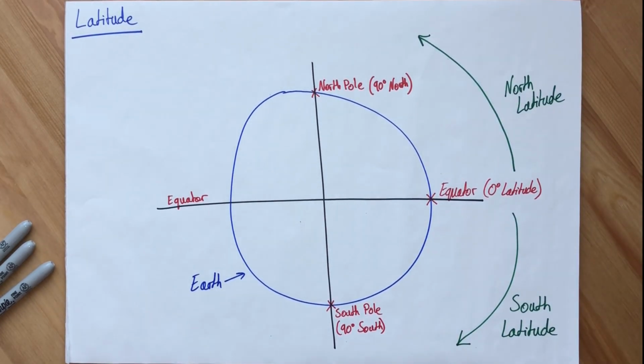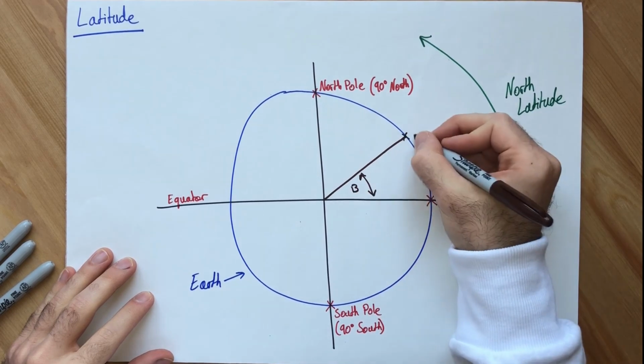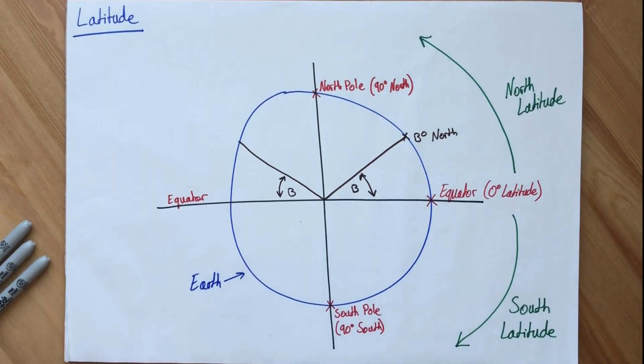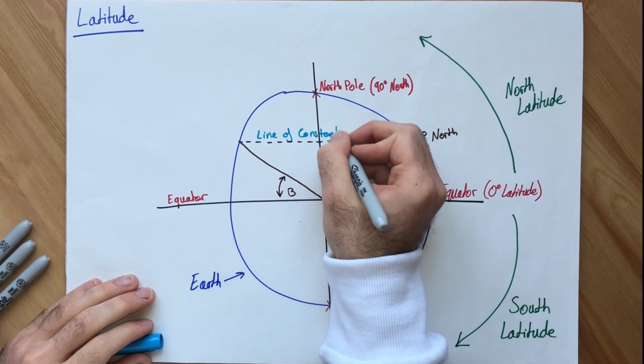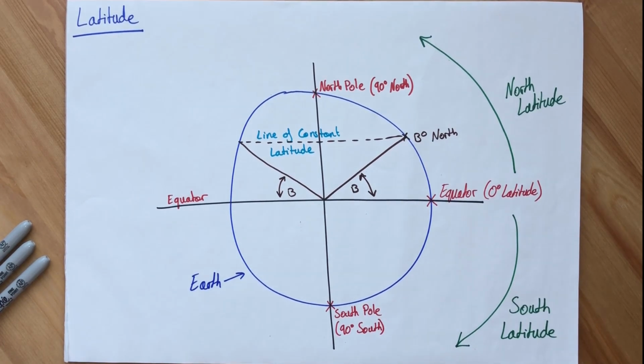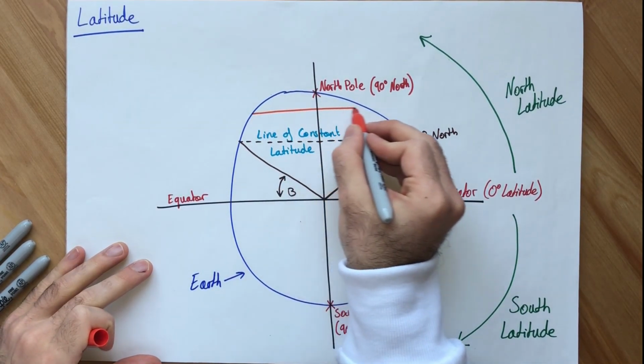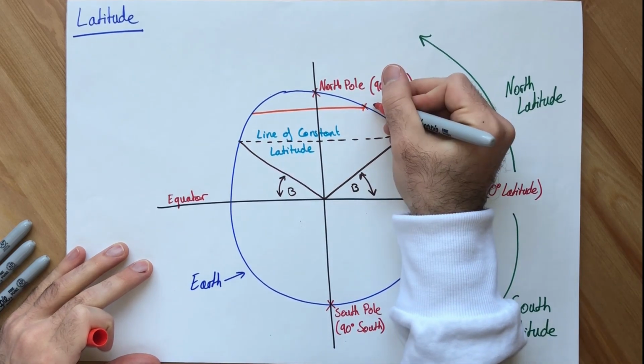We can then draw a line with the angle B, which would have a latitude of B degrees north. If we draw this on the other side of the Earth as well, we can connect the two dots and we have a line of constant latitude. One well-known line of constant latitude is the Arctic Circle, which is at 66 degrees north.